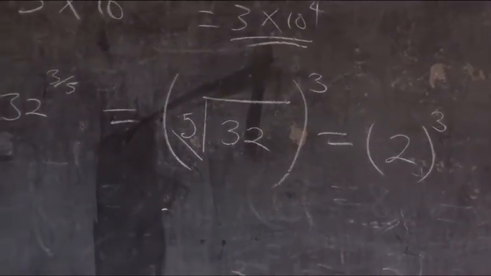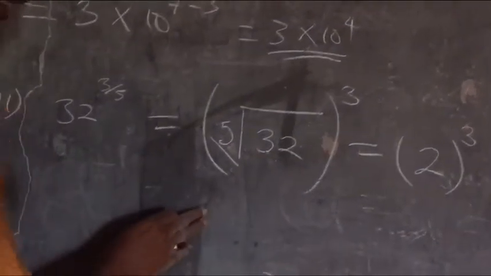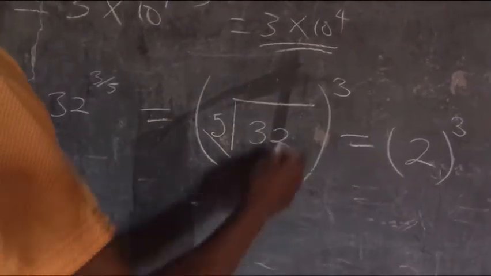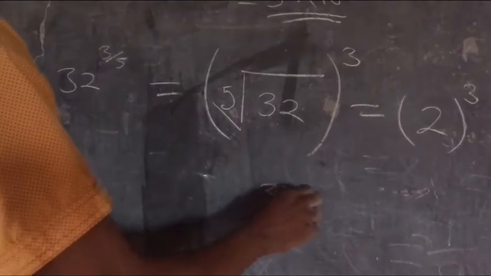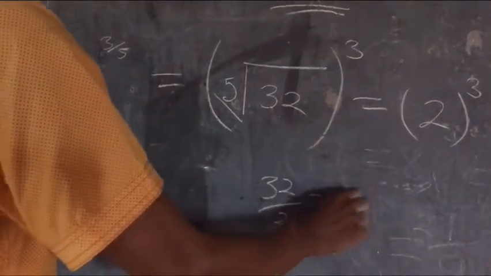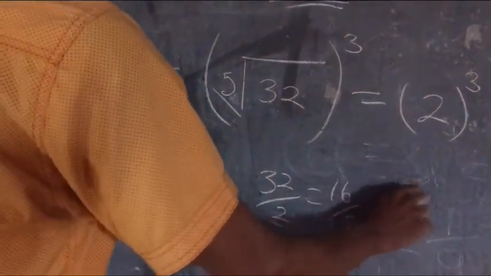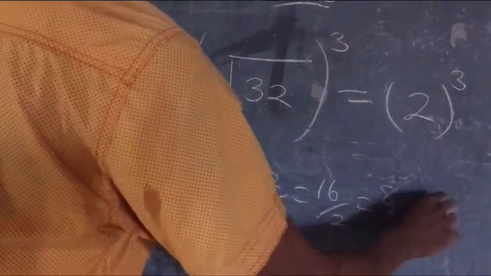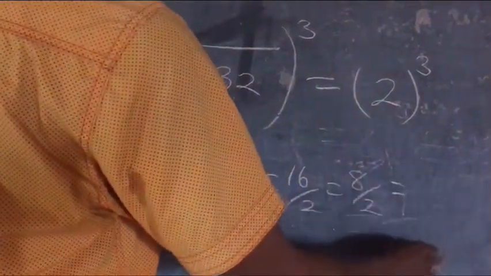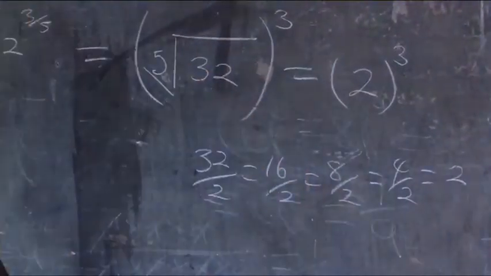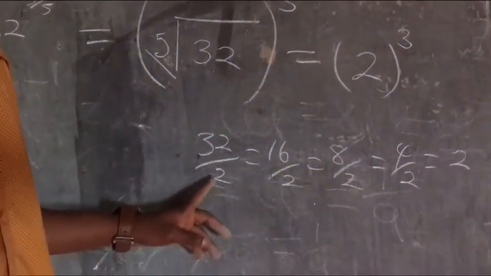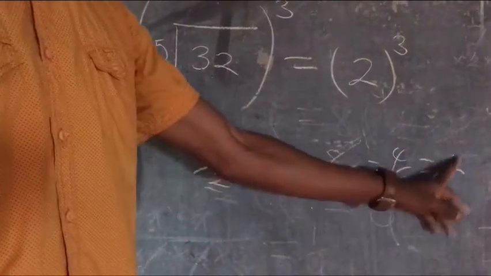Somebody will say, take no. I'll be no like that. But if you use a calculator, you will get them. What it means is, say I get 32 divided by 2, I'll get 16. Divided by 2, I'll get 8. Divided by 2, I'll get 4. Divided by 2, I'll get 2. So, I'll count my 2s: 1, 2, 3, 4, 5.